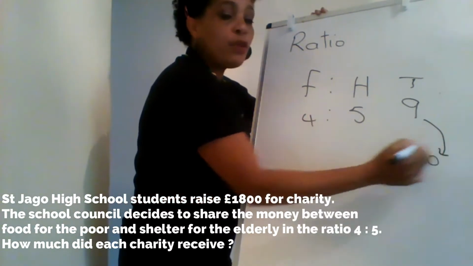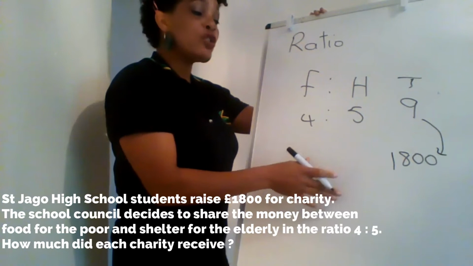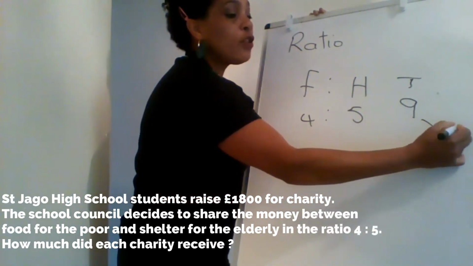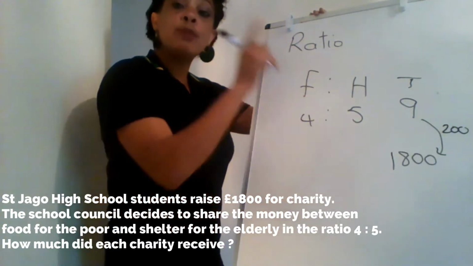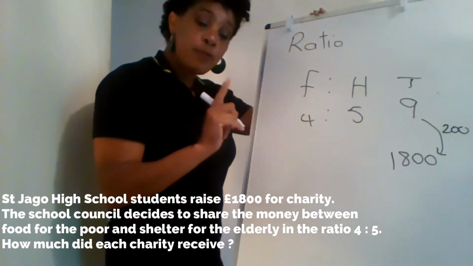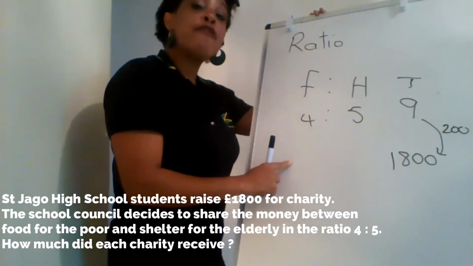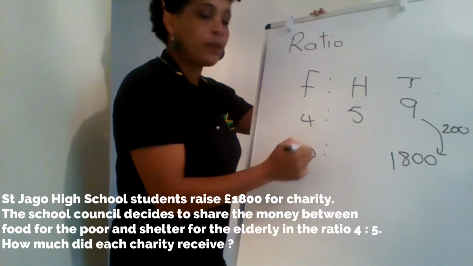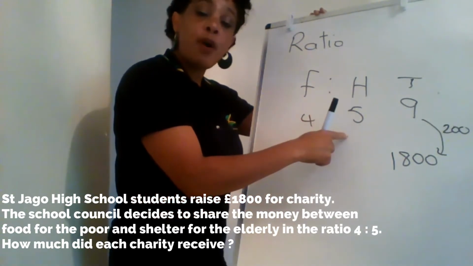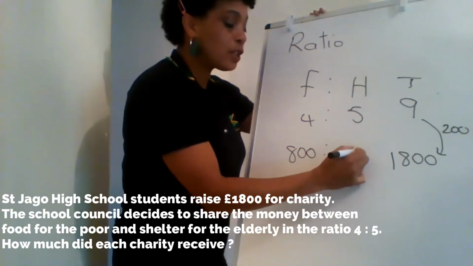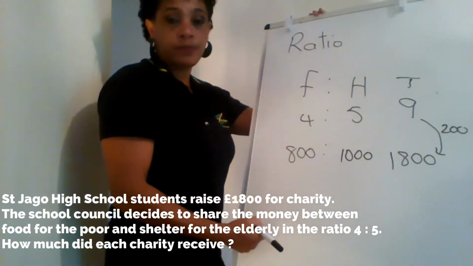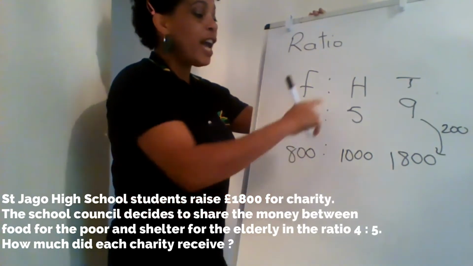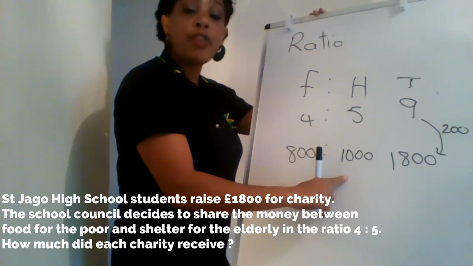Now, if the 1,800 is going to be shared into 9 parts, 1,800 divided by 9 is going to give us 200. So 200 is going to be 1 part. So we have found 1 part. But this charity had 4 parts. So 4 times 2 is 8, so that's going to give us 800. And this charity had 5 parts. 5 times 2 is 10, so that's going to give us 1,000. So the answer is, food for the poor would get 800 and housing would get 1,000.